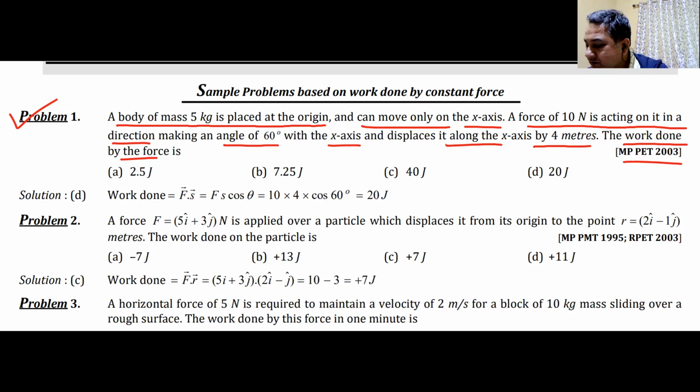What is the work done by this force? Force is 10 Newton. Mass of the block, I don't think it is required. Angle is 60 degrees. It displaces it around 4 meters. It should get displaced in the same direction because it is not moving. Force is only moving it. That means the displacement is 4 meters. Angle is 60 degrees. How will you solve this? I hope you can do this. Yes or no?